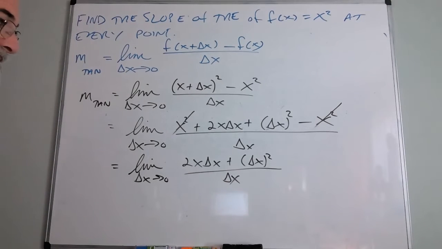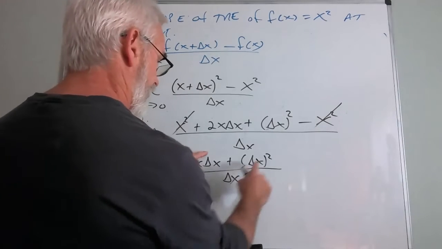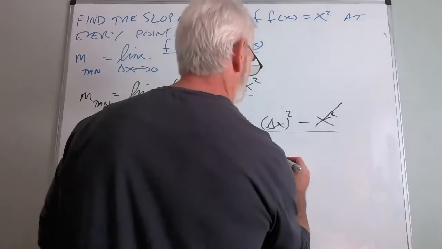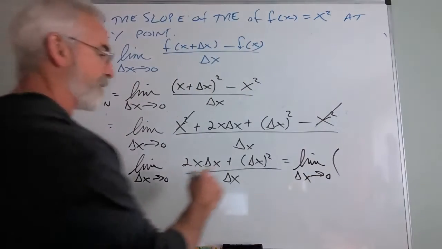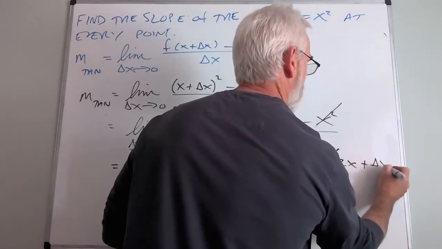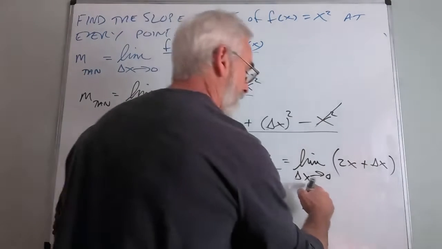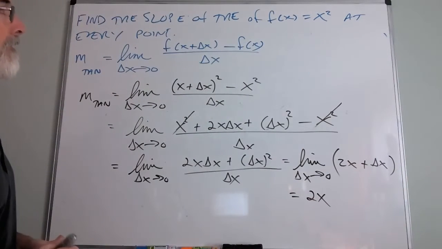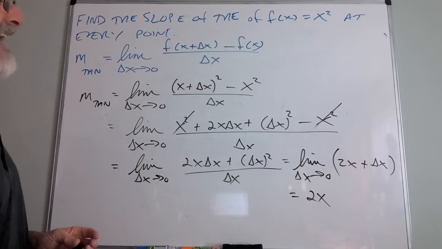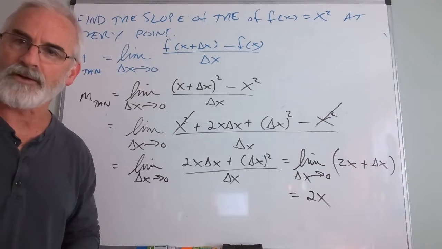I can't evaluate this as long as there's a delta x in the bottom, because that means I'd have a 0 in the denominator. But at first glance, you notice each term has a delta x in it. So I can factor and cancel those delta x's. And my numerator would then be simply 2x plus delta x. I don't need to write over 1. I've already canceled them. Now, at this point, that's no longer an indeterminate form. I can clearly evaluate this as delta x goes to 0. I just got 2x. So that means on a parabola, at every point on the parabola, the slope of the tangent line is nothing more than double the x coordinate.